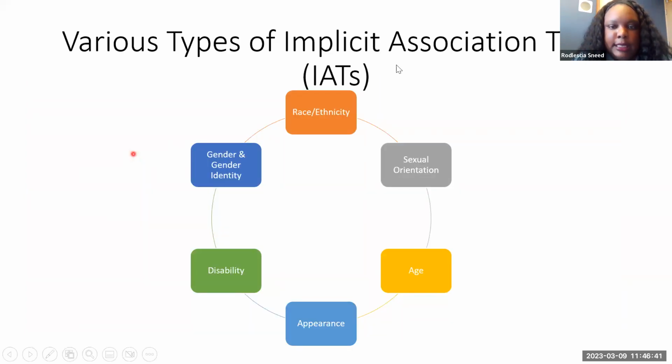And so again, the IAT can be used for all of those demographic characteristics that I just talked about. So they have an IAT for sexual orientation, disability, age, and lots of other demographic characteristics. But these tests are really the predominant way that researchers measure this implicit bias that people might have towards specific groups.